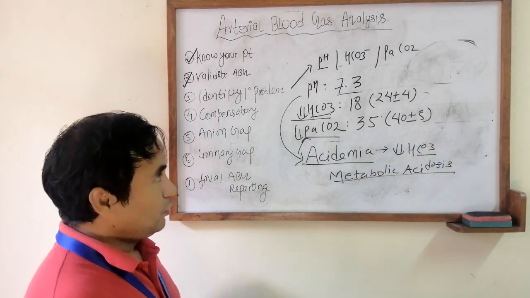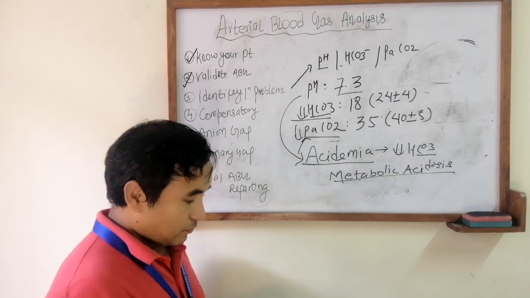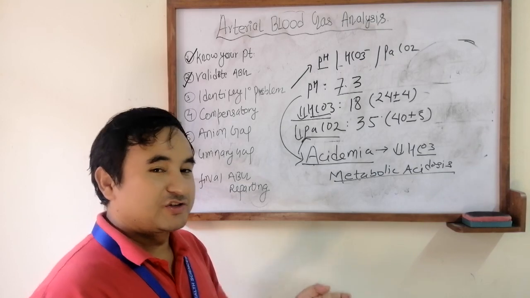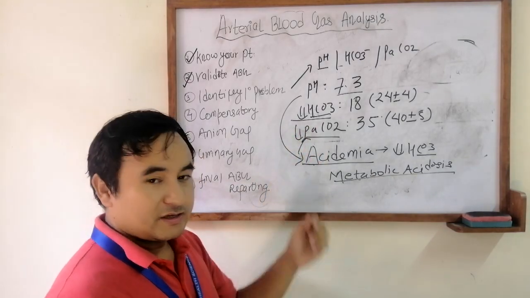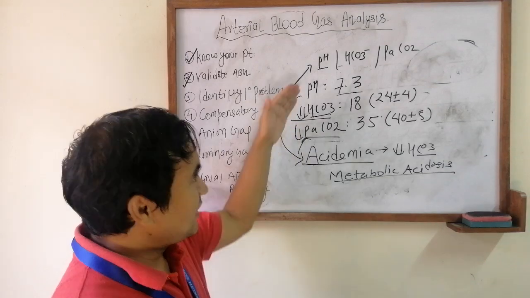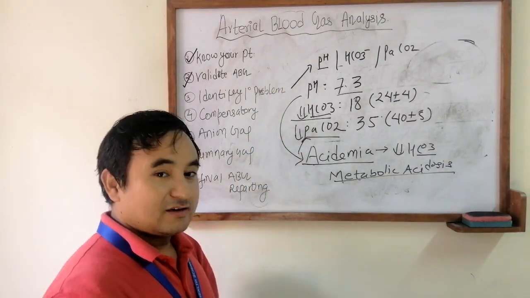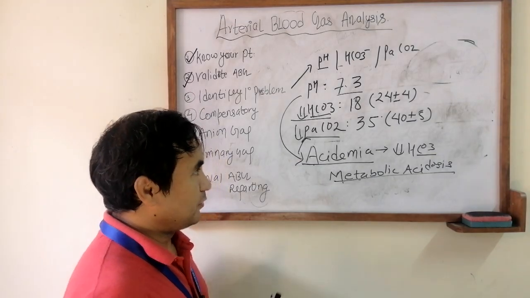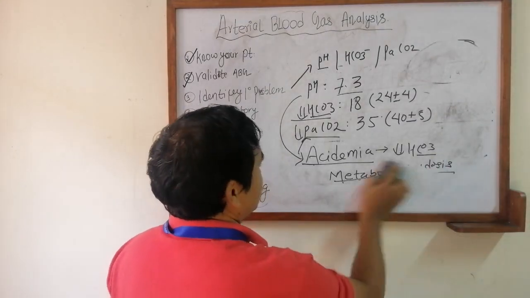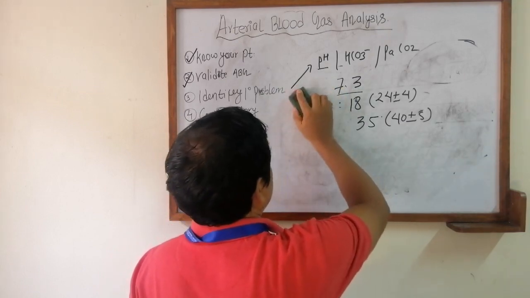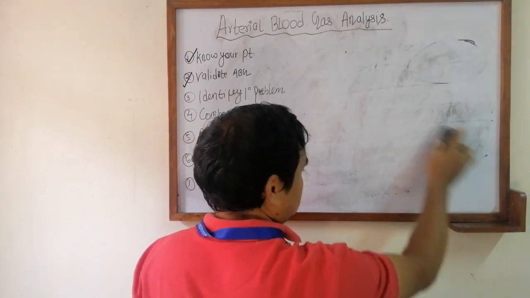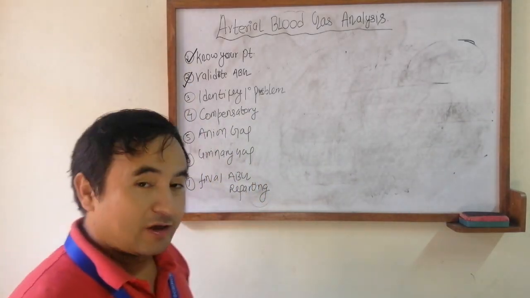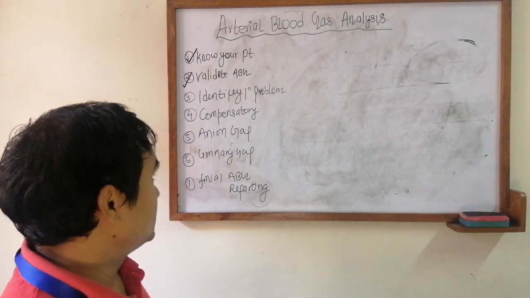So if the direction of the pH and bicarbonate is matching, this occurs in a case of metabolic conditions. If the direction of the pH and carbon dioxide is in opposite directions, then it occurs in case of respiratory conditions. That's how we identify the different conditions. So we have validated the ABG and we have identified the different conditions.